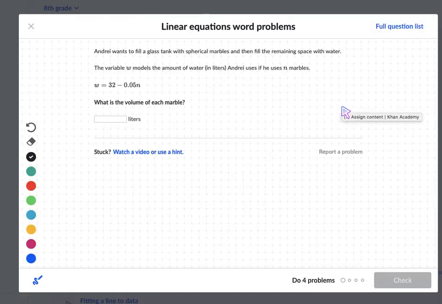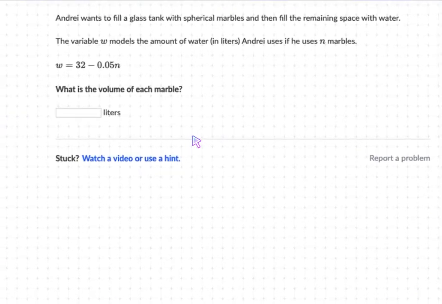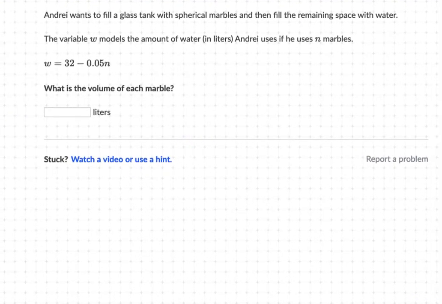All right, so here's an example of the type of question that we can ask you when we're talking about linear equations word problems. Okay, so for this example, we have Andre who wants to fill a glass tank with spherical marbles and then fill the remaining space with water. The variable W models the amount of water in liters Andre uses if he uses n marbles. Here's the equation, W equals 32 minus 0.05n. They want to know what's the volume of each marble. Go ahead and pause the video and try it on your own first.